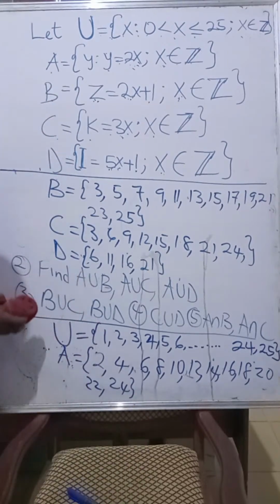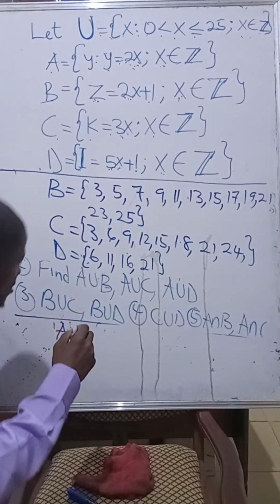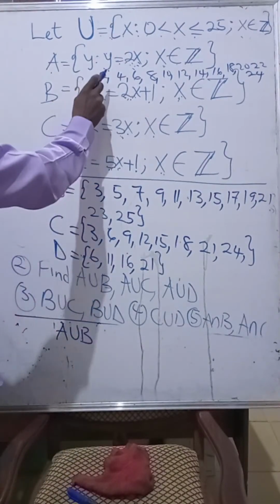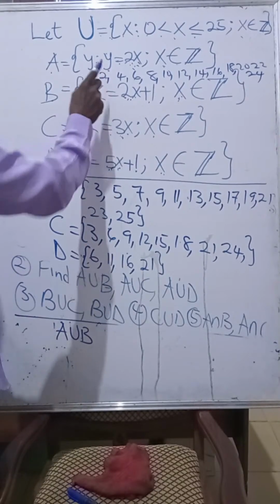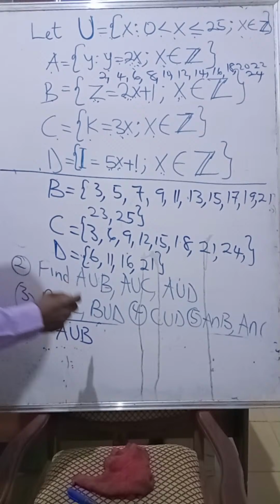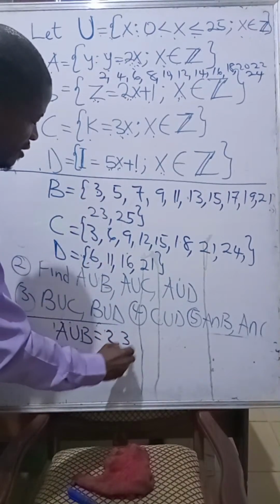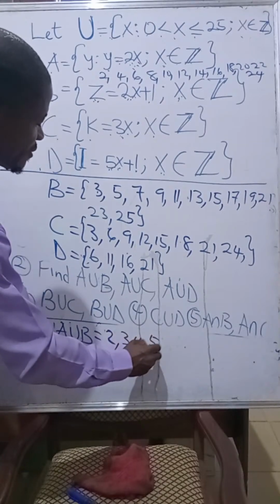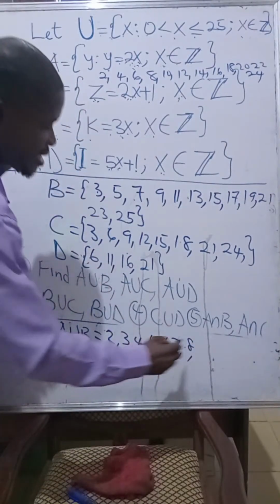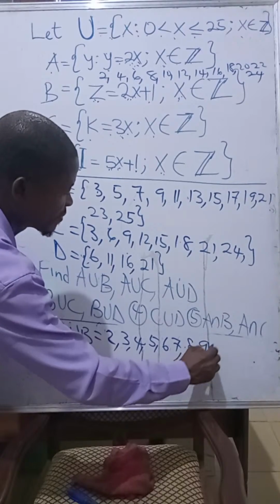So let's now find A union B. This is my A, and this is my B. Now combine set A and set B together, combining the elements in B and the elements in A. So that'll be equal to the set 2, 3, 4, 5, 6, and 7, 8, 9, 10.